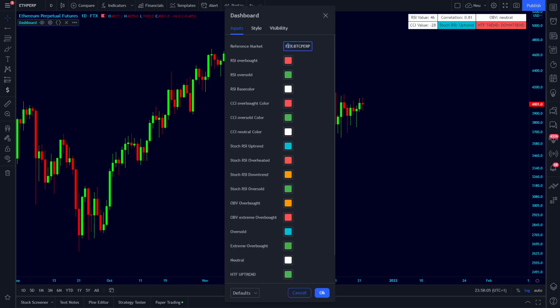But keep in mind to type in also the market you're looking at, then a double dot, and then the asset you want a reference to.